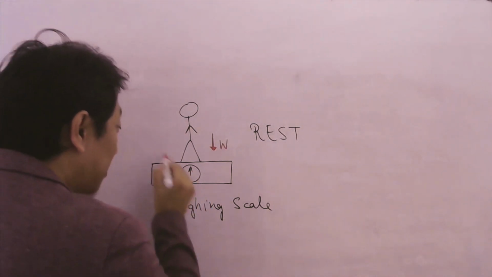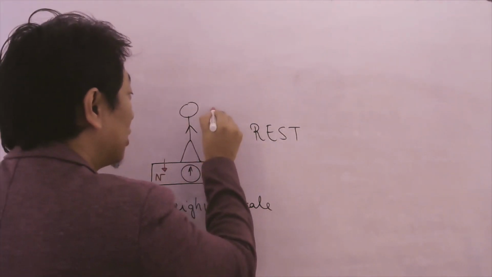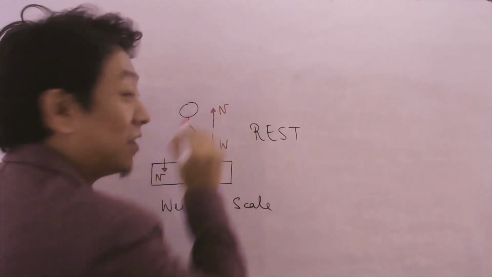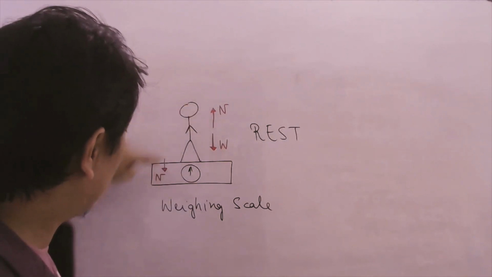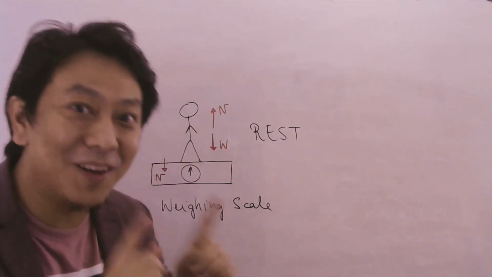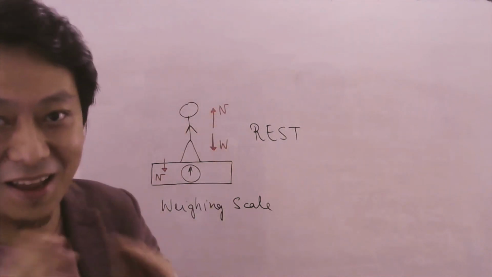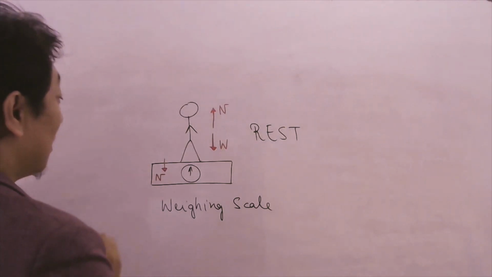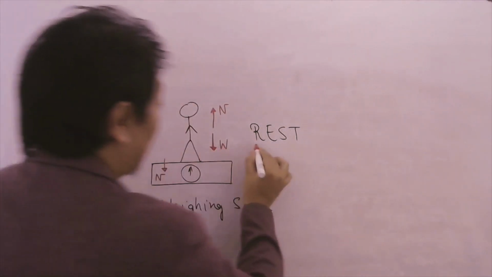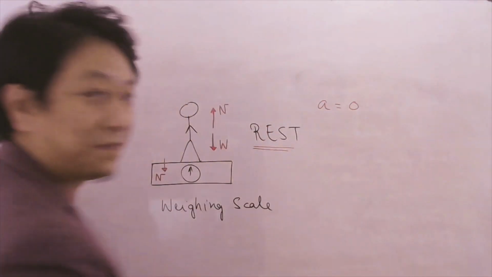Therefore, the reaction of this will act on you upward. And that is what we call Newton's third law. So if this is N, this also will be N because action and reaction are equal in magnitude, remember. Only thing is they are opposite in direction. Now, since he is at rest, his acceleration would be equal to 0.